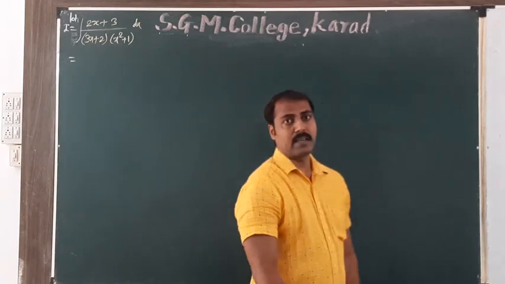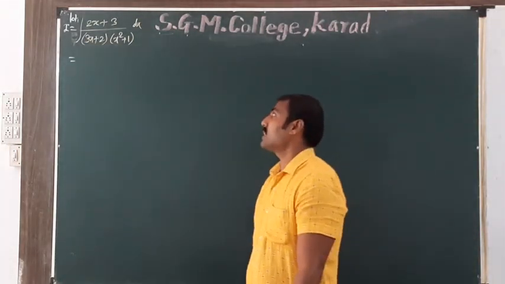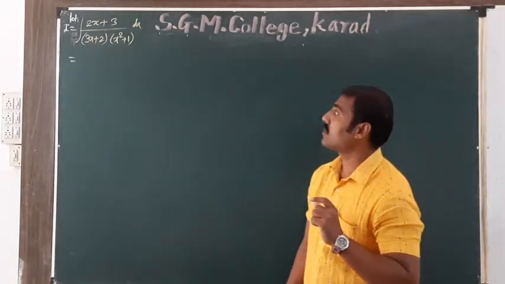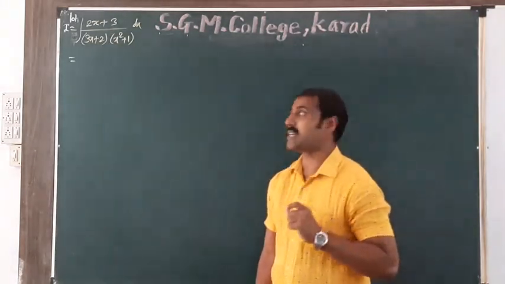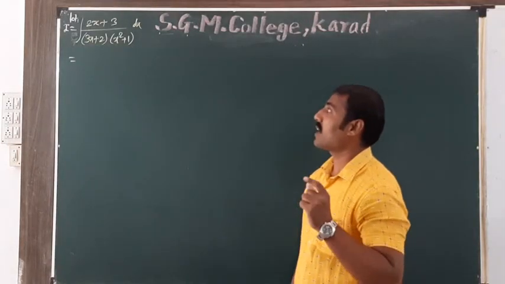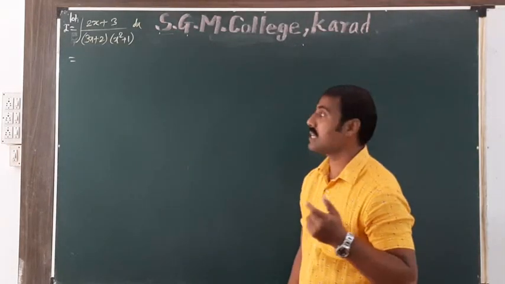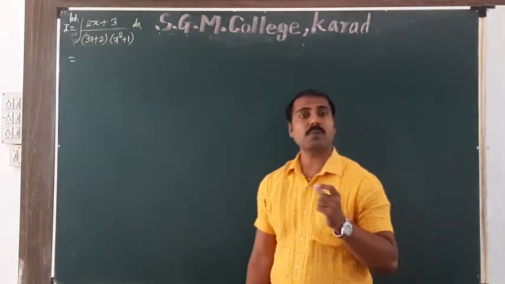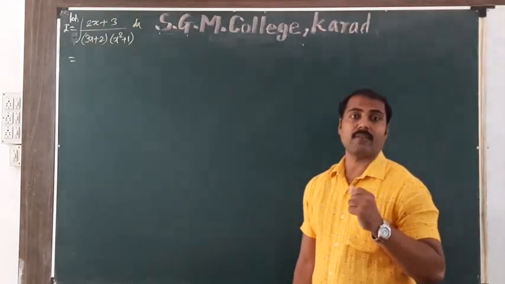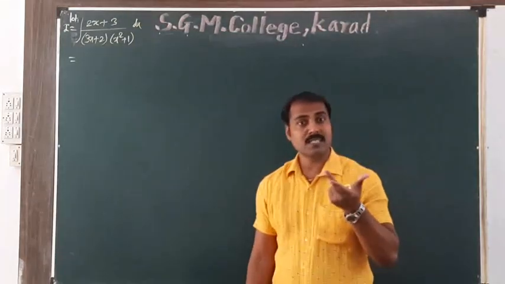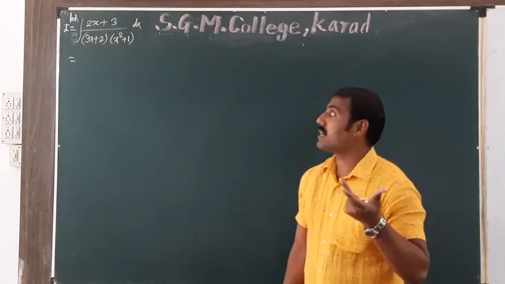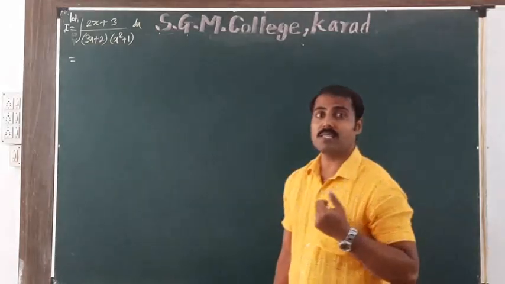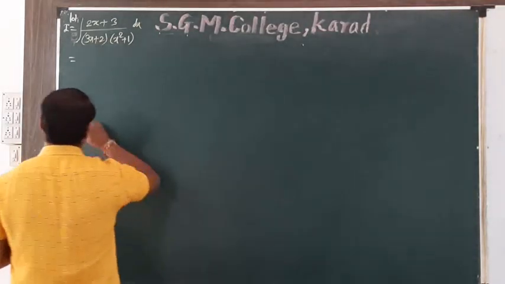Now here the example is of algebraic integration. Look at numerator 2x plus 3. It's a linear equation. And in denominator there are two terms. First one is 3x plus 2, which is a linear equation, and second one is x square plus 1, that is a quadratic equation. Means denominator contains non-repeated linear factor, also a quadratic equation. So we solve this integration by partial fraction.